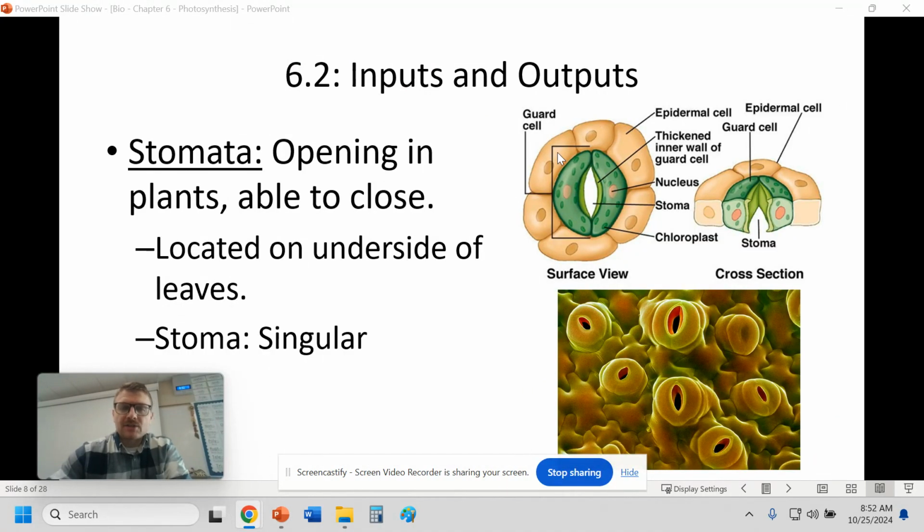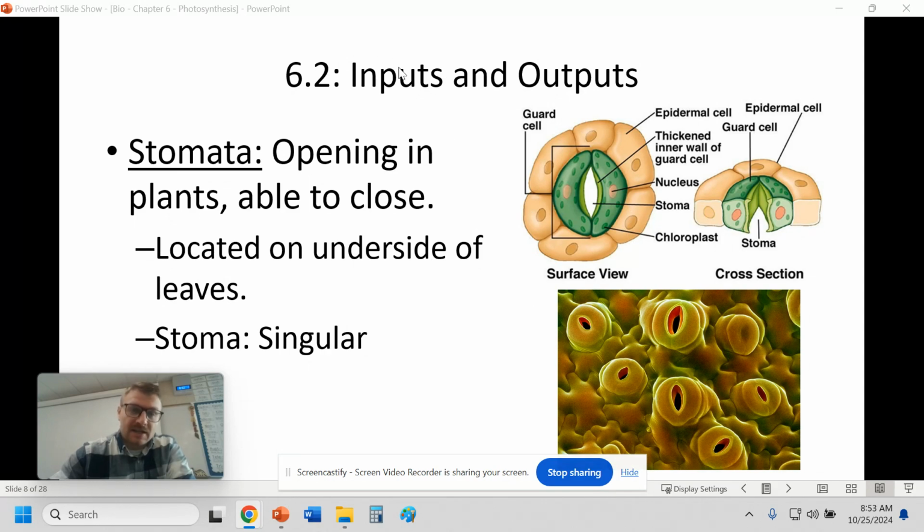All right, now we're going to get into the inputs and outputs of photosynthesis in chapter 6.2. We have these things called stomata. These are openings, or they look kind of like mouths of plants, and they're found typically on the underside of leaves. This is where gas exchange occurs. This is where the plants take in some of their inputs.